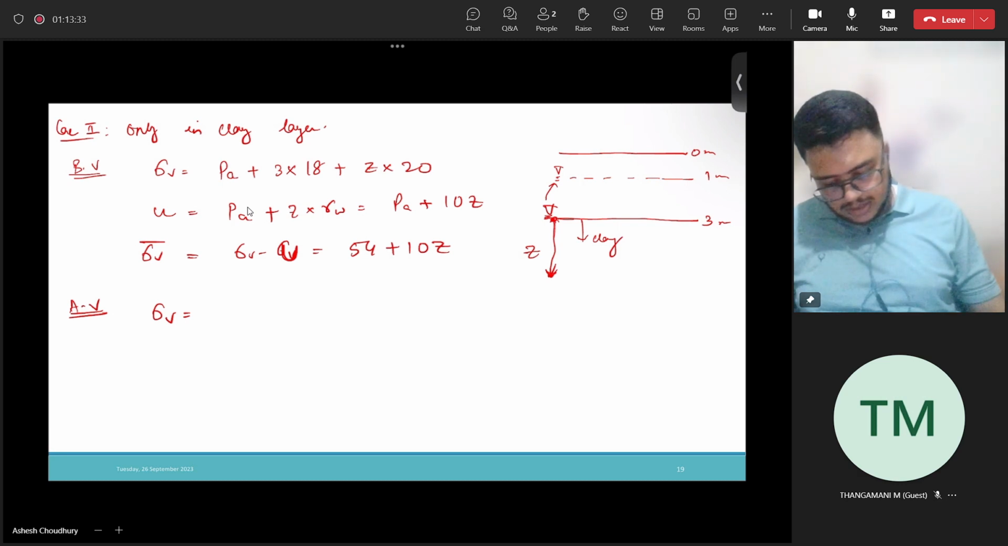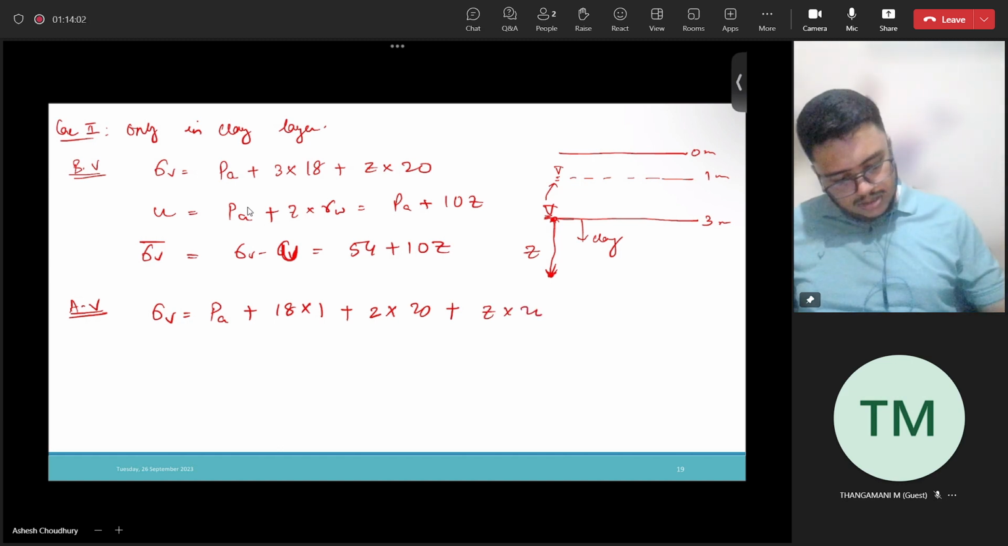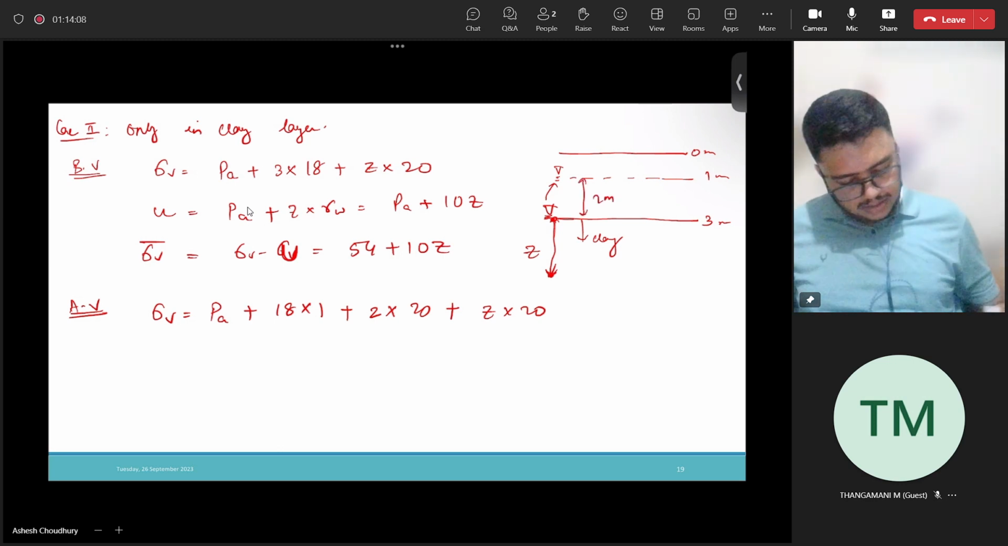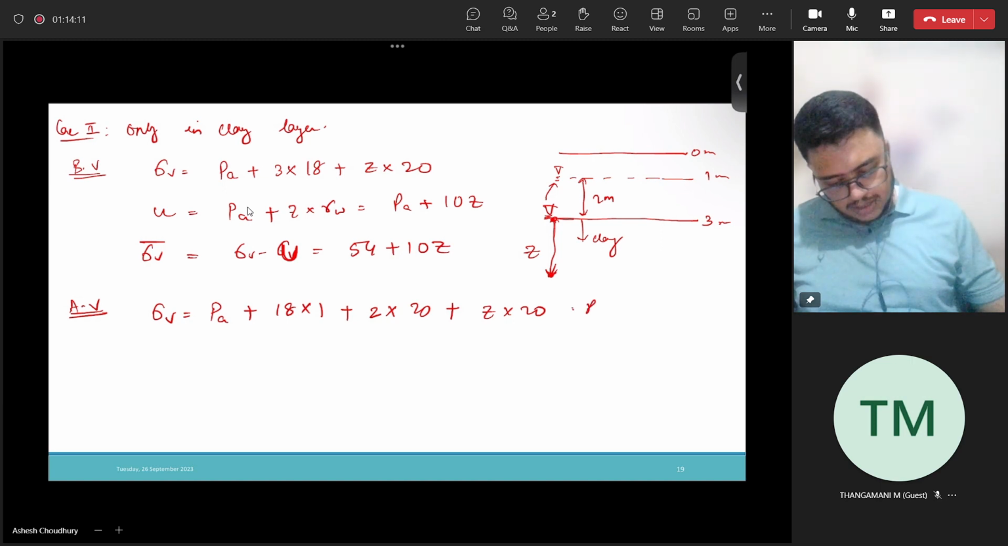Total stress at this point. Okay, PA plus, this is dry, so 18 into 1 plus 2 into 20 plus Z into 20, right? This is 2, so 2 meter into 20 plus Z into 20. So this is what we got, PA plus 58 plus 20Z.